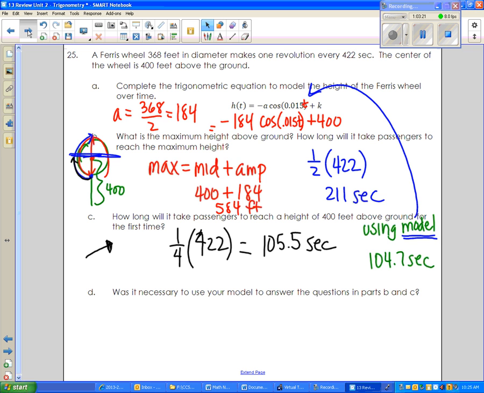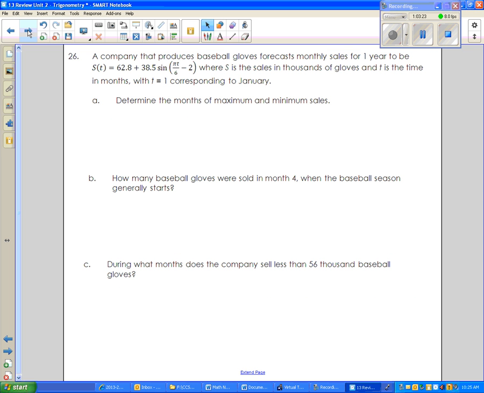Okay, in number 26, this is another example where we have a model. It says a company that produces baseball gloves forecasts monthly sales for 1 year to be S of T, where S is the sales in thousands of gloves and T is the time in months. So again, if we're looking at 1 year and time is measured in months, then my domain is going to go from 0 to 12 months.